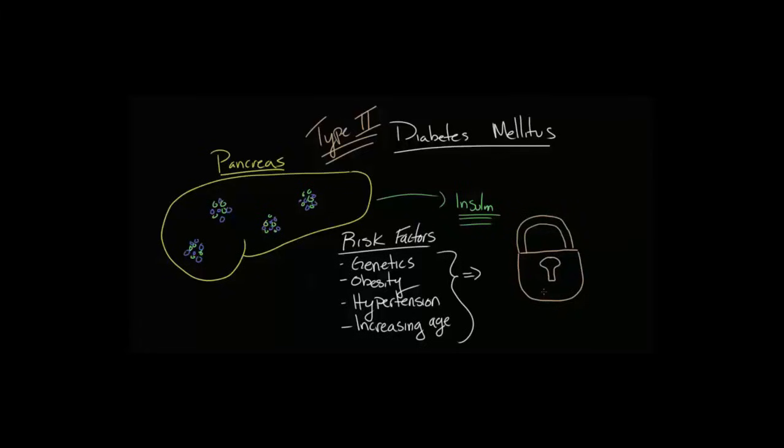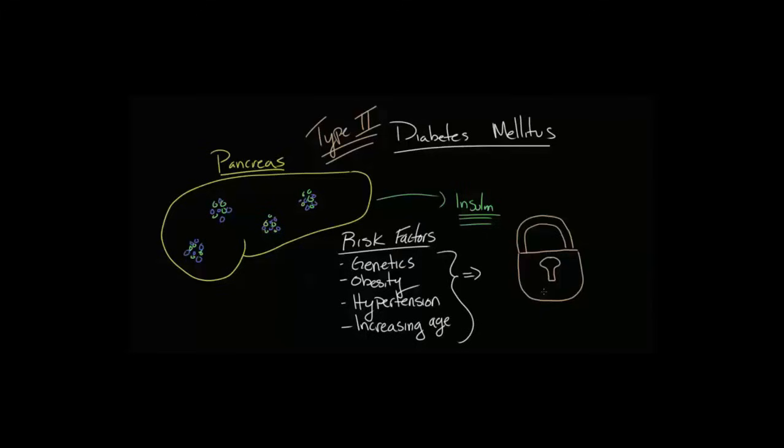Now, initially, the pancreas is able to compensate for this resistance by producing more insulin. However, eventually, as time progresses, the pancreas cannot keep up to overcome the insulin resistance, and eventually the body will lose its ability to lower the blood glucose level with insulin, and this will result in hyperglycemia and the complications that are associated with it. But this process can take time.